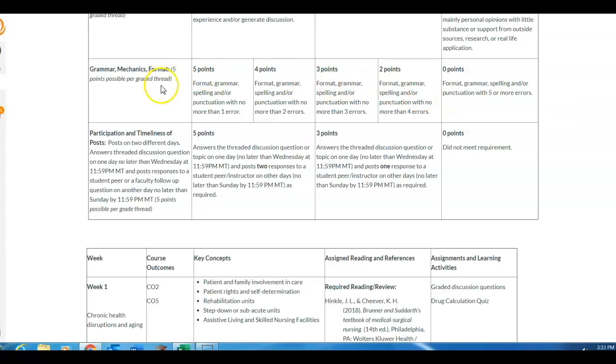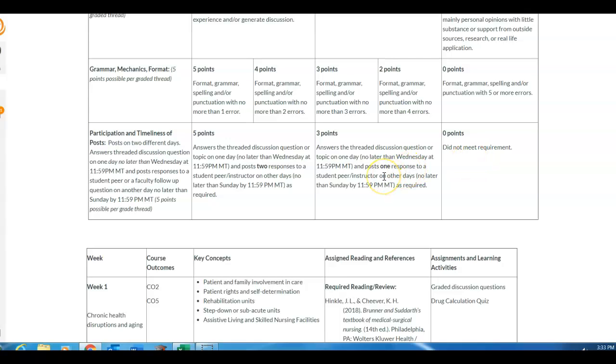I'm going to come back to grammar and mechanics and skip down to participation and timeliness. They do need to post the initial post by Wednesday. If they do not, they would lose points for that. And then they do need to be in on 2 separate days and make replies to another student. If they do not meet these requirements, they would get a 0.